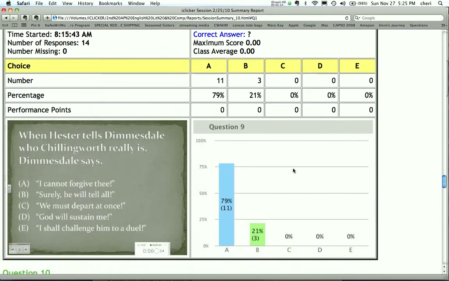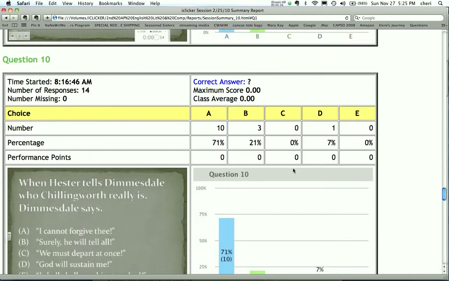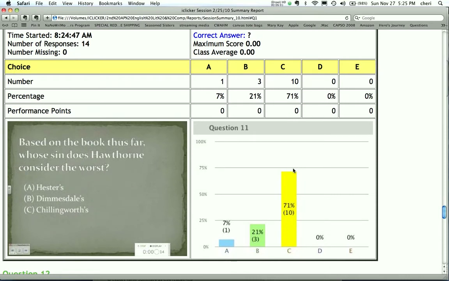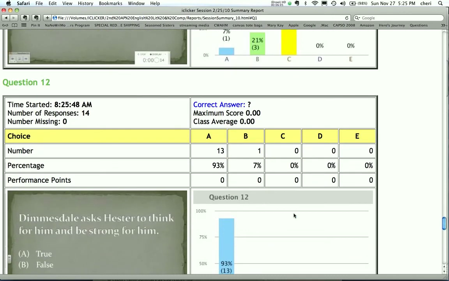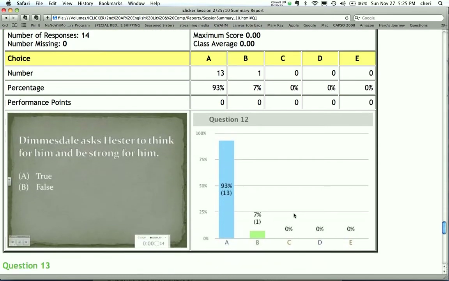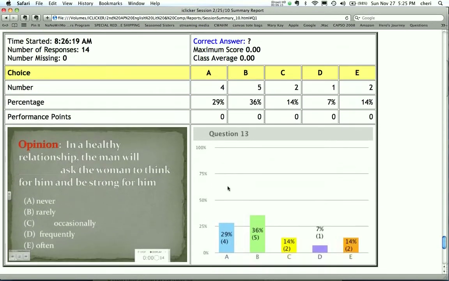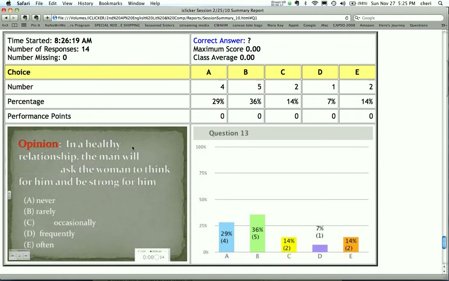Then some more factual questions. Who does Hawthorne consider to have committed the worst sin? Most of the students recognize this. And then, here we go. Dimmesdale asks Hester to think for him and be strong for him. And that it actually is true. And then comes a question that every year is my favorite. In a healthy relationship, the man will blank ask the woman to think for him and be strong for him.